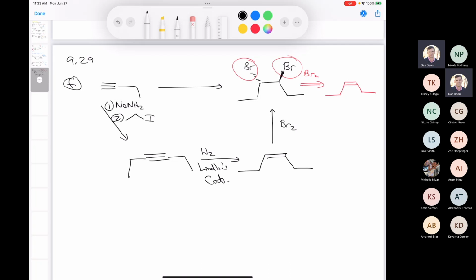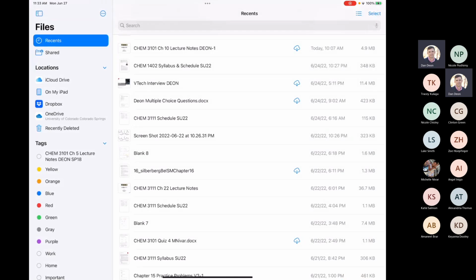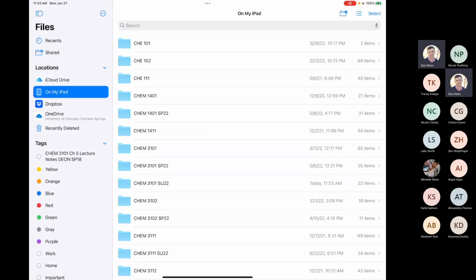The reason why I go over so many synthesis problems at the end of the chapters is because, based on my experience, this is the best way to master your reactions, is to put them into practice over and over and over. With that in mind, let's take a look at a couple of other questions here. So just bear with me while I find them.